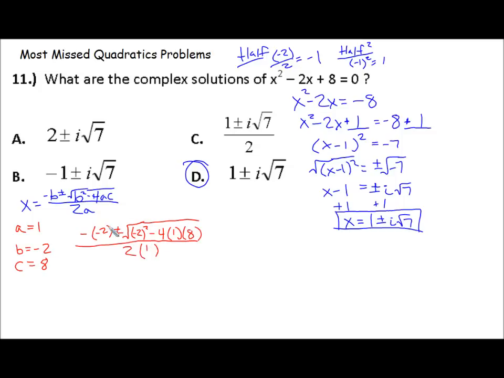First thing I always want to do when we're working with the quadratic formula is evaluate what's underneath the radical. We usually call that the discriminant. And then we'll do a little bit of simplifying along the way. So, things like this.